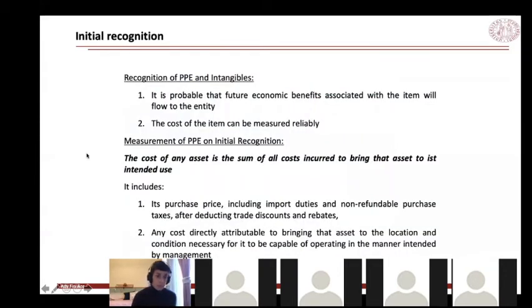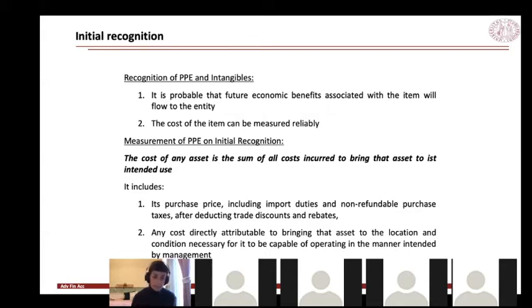So, when do we recognize an asset? Recognition of property, plant, and equipment, and intangibles. Two criteria have to be met. The first one is that it is probable that the future economic benefit associated with the item will flow to the entity. So we can recognize an item, the property, plant, and equipment, and intangible, if it's probable that it will give a future economic benefit to the firm.